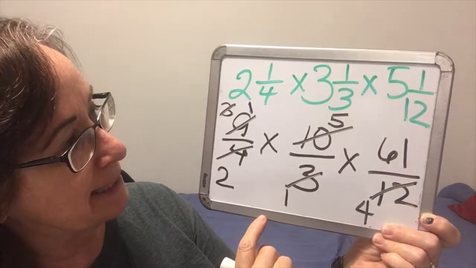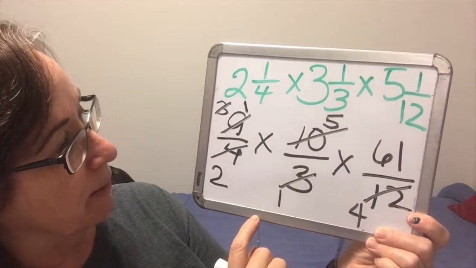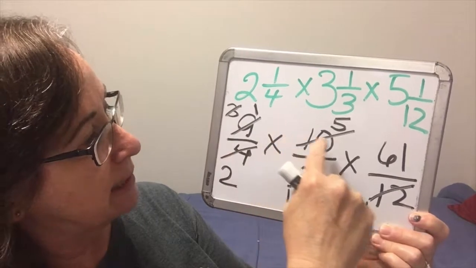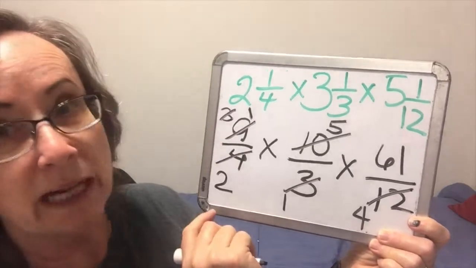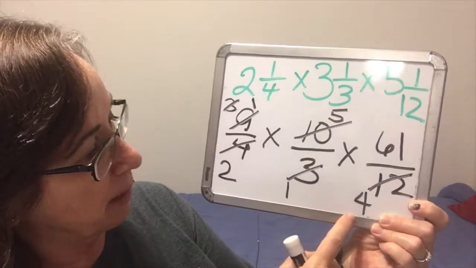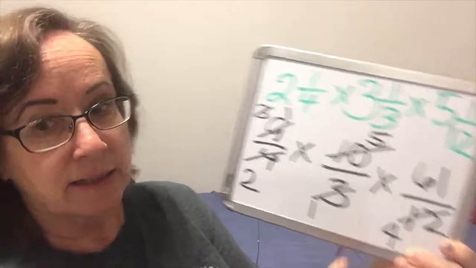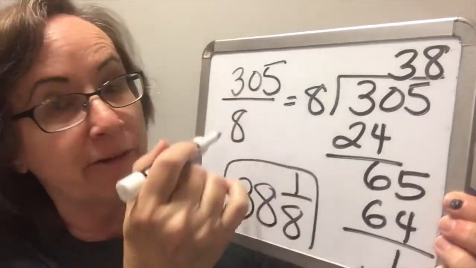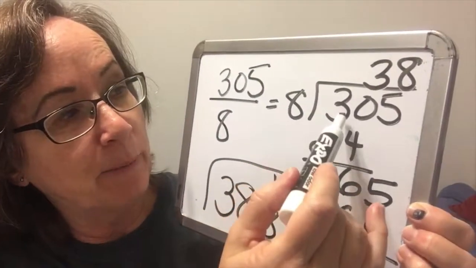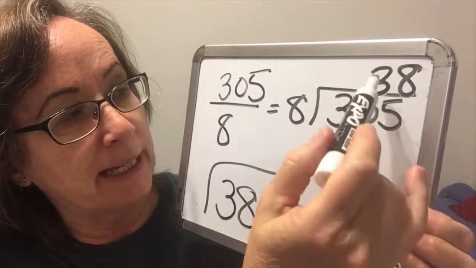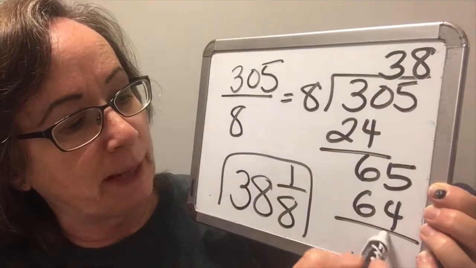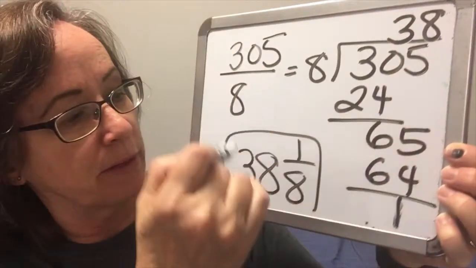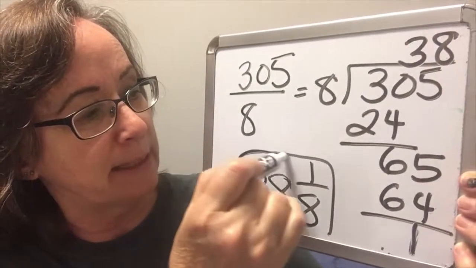So now let's see what our new number is going to be. If I multiply across the top, I get 5 times 61, which would be 305. And on the bottom, I've got an 8. So let's do that on another board. We take the 305 divided by the 8, and we divide it out. 305 divided by 8 is 38, with 1 remainder, and 1/8. So 38 and 1/8 is the mixed number form.